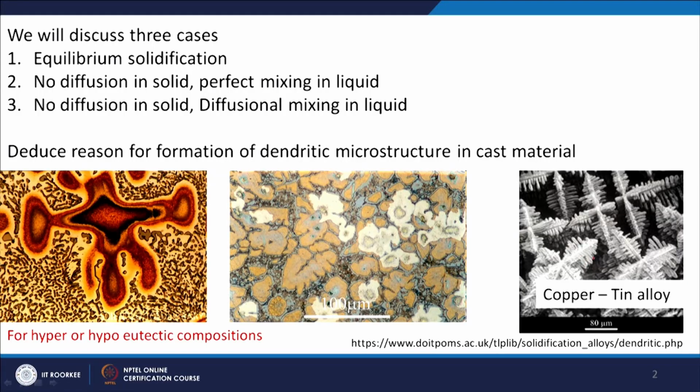Dendrite is a Latin word meaning tree-like. So you have a main branch, then sub branches, and some more tertiary branches and so on. You have this primary branch, then the secondary branches, and tertiary branches can also be formed. This type of structure is called a dendritic structure, or these are called dendrites, and this is a very typical microstructure you will see in a cast material where solidification takes place under non-equilibrium condition.